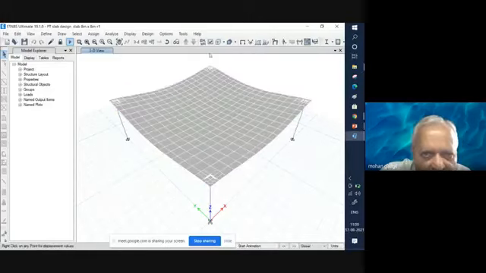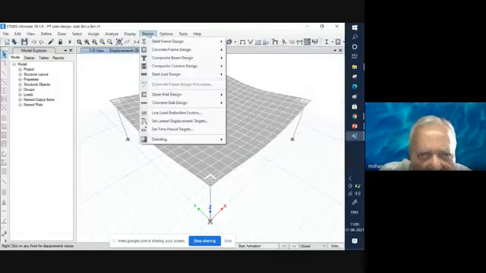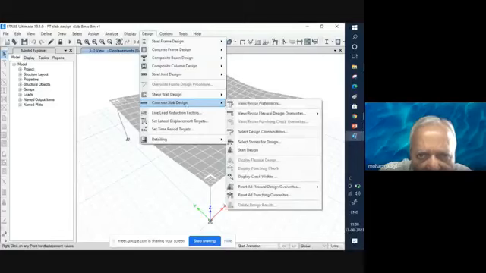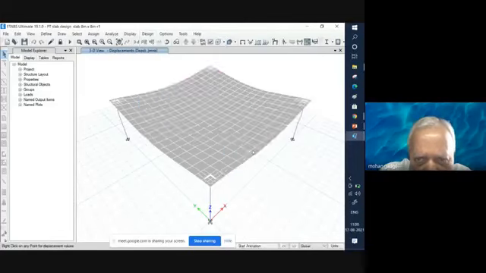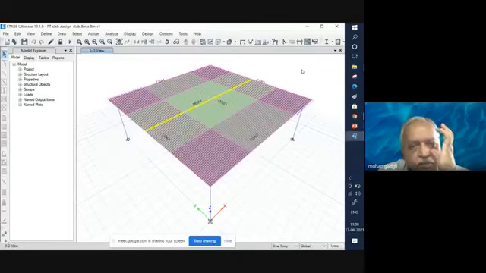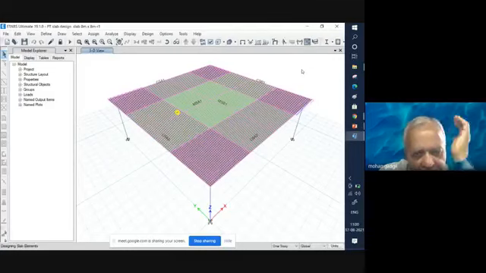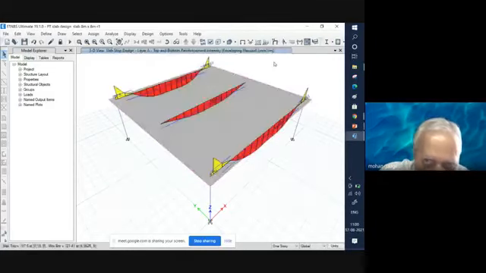Okay. So this complete data is available. Now you can go for design. You can use the concrete slab design option, and you are able to design it. It designs on the basis of strip as well as finite element based design. Both things are available, and it gives you relevant information.